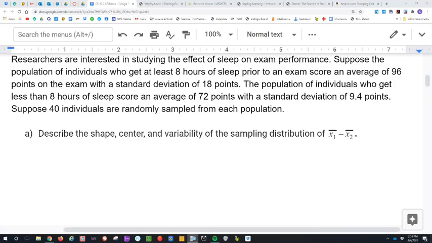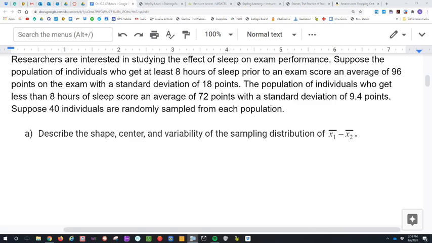All right, class, this is chapter 10.2, CFU on concept 1, sampling distribution of the difference of two means, right? Difference of two sample means, x1 bar minus x2 bar. So let's start. Let me also say something about what students should do.